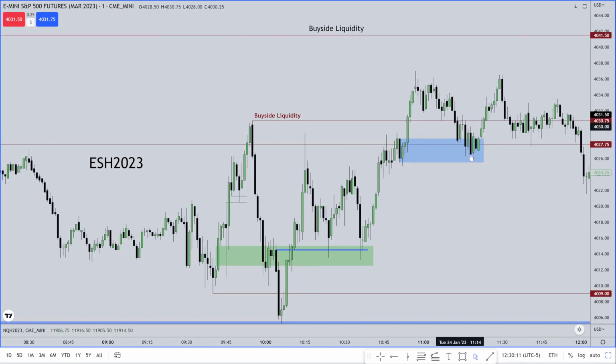Market trades down into it here. Look how much around the midpoint of that candle, which was mean threshold. Half of a gap or inefficiency is consequent encroachment. It's the midpoint. If we have an order block, that's not a gap. That's not a fair value gap. It's a specific range in one candle. You split that in half, that's mean threshold.